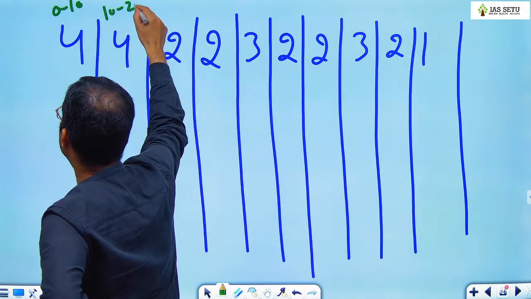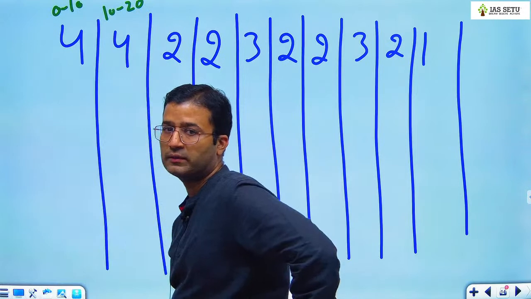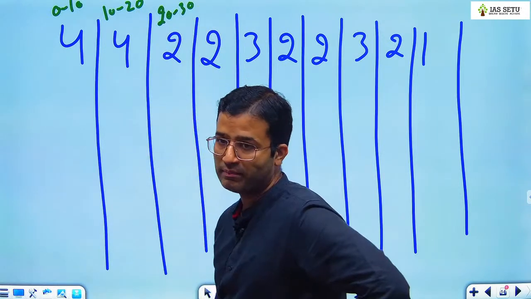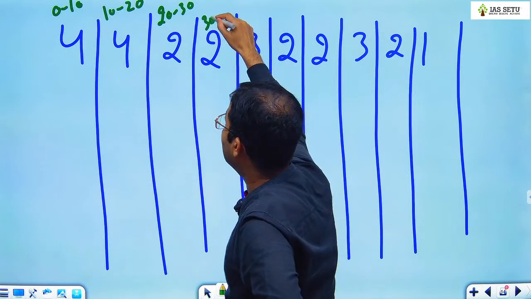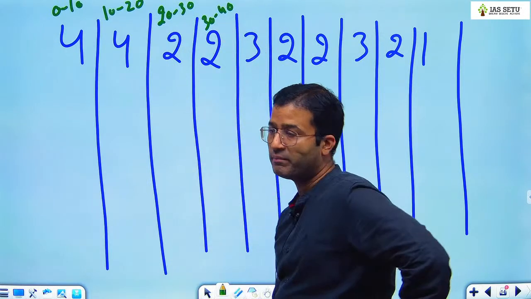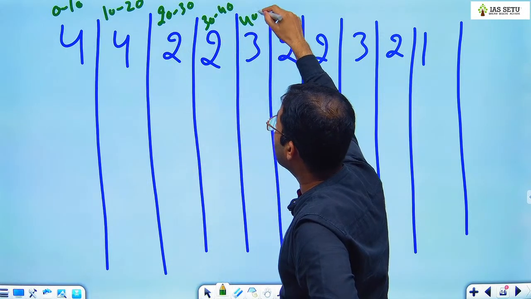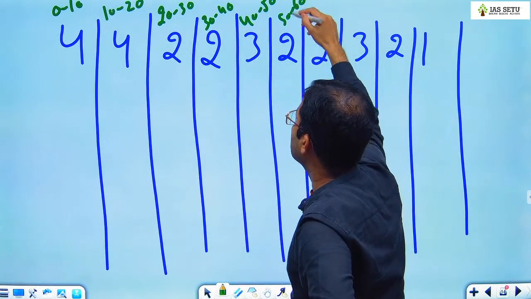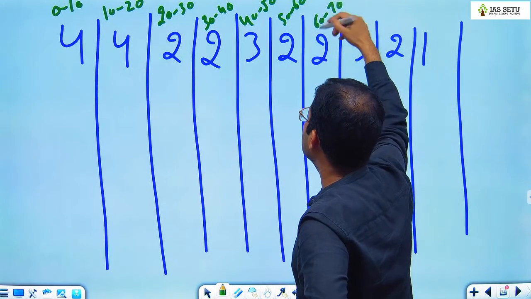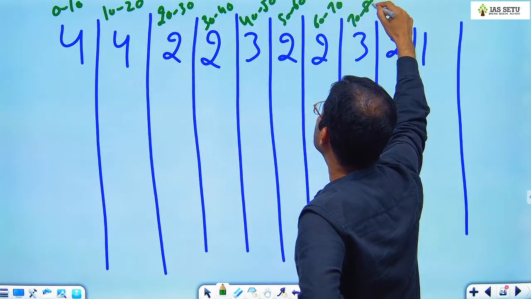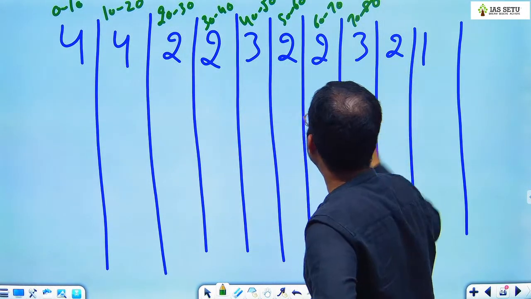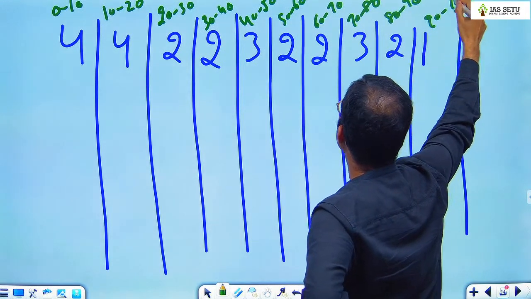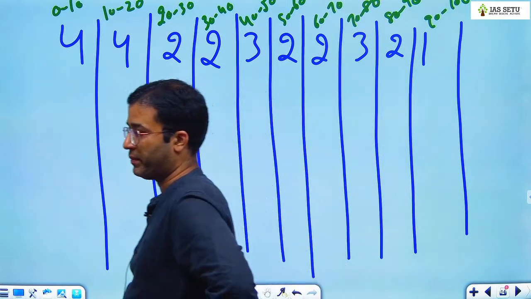Between 10 and 20 there are 4 prime number. Between 20 and 30 there are 2 prime number. Between 30 and 40 there are 2 prime number. Between 40 and 50 there are 3 prime number. 50 and 60 2 prime number. 60 and 70 2 prime number. 70 and 80 3 prime number. 80 से 90 के बीच में 2 prime number. 90 to 100 there is 1 prime number.